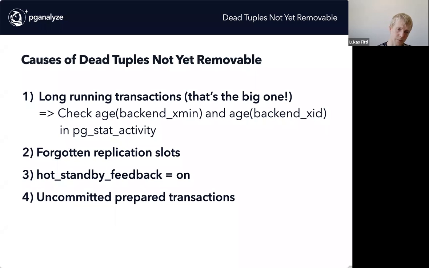There are some other edge cases, like forgotten replication slots. Hot standby feedback can mess with this, or prepared transactions if you're using them. But really, long-running transactions are the main thing I would check if I see these dead tuples not yet removable.